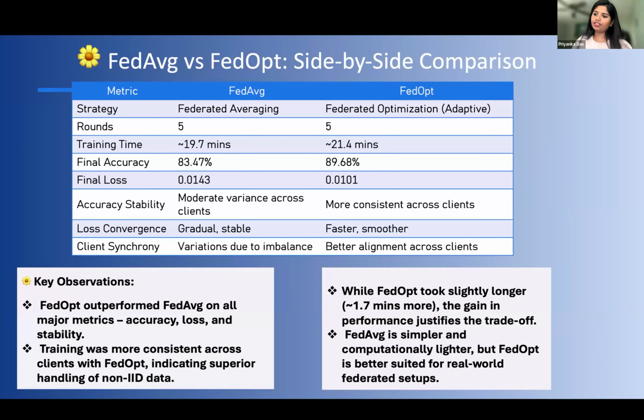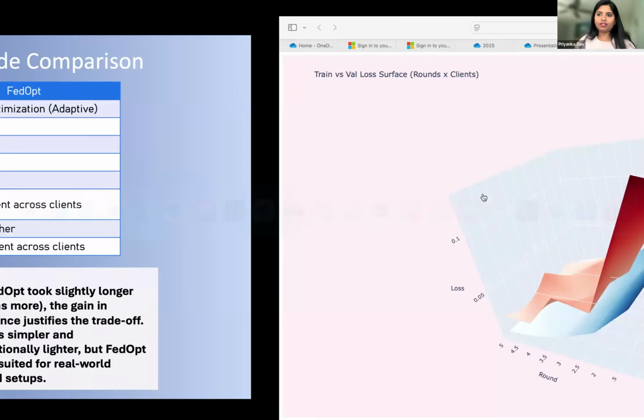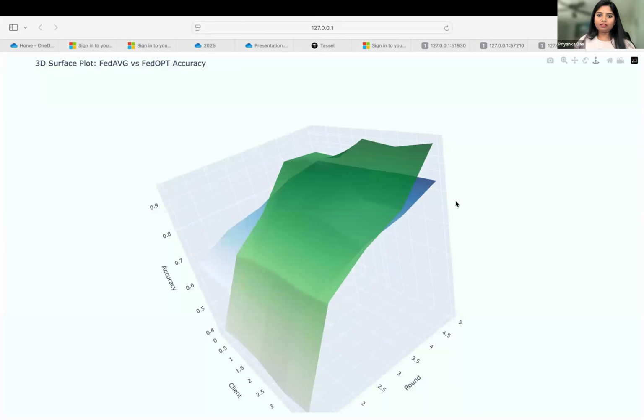That said, FedAVG remains a strong baseline. It's simpler and more computationally efficient, which can be helpful in constrained environments. So, the choice between the two depends on the application, whether you prioritize efficiency or robustness. And I think I have a slide for that as well.